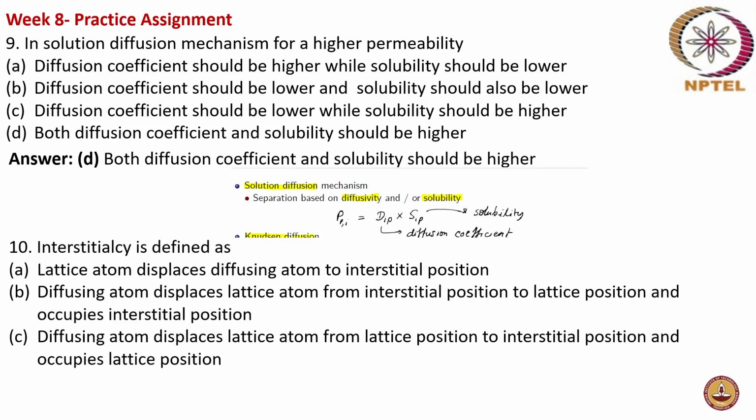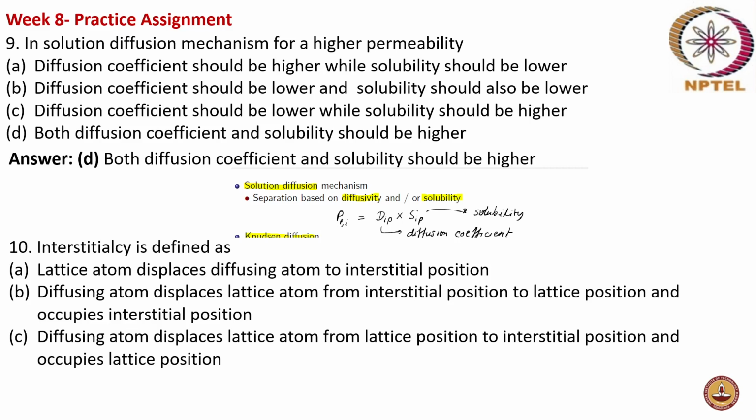Interstitial C is defined as, what is the definition of interstitial C? Is it lattice atom displaces diffusing atom to an interstitial position, or diffusing atom displaces lattice atom from interstitial position to lattice position and then it occupies an interstitial position, or is it diffusing atom displaces lattice atom from lattice position to interstitial position and it occupies a lattice position? This basically happens in solid diffusion with crystalline crystal lattice.